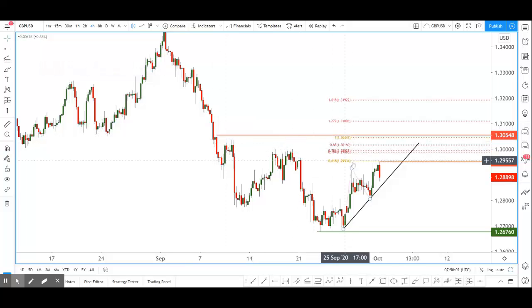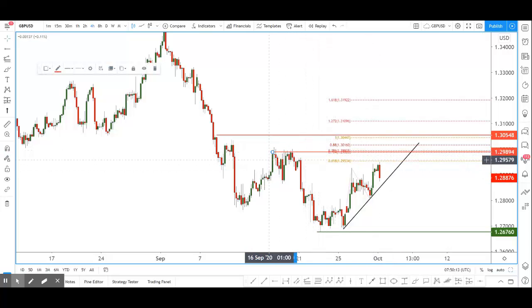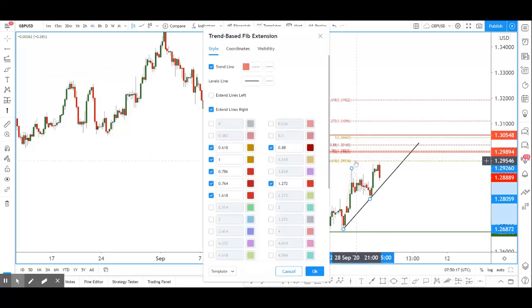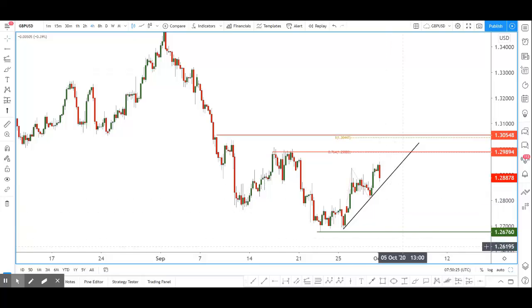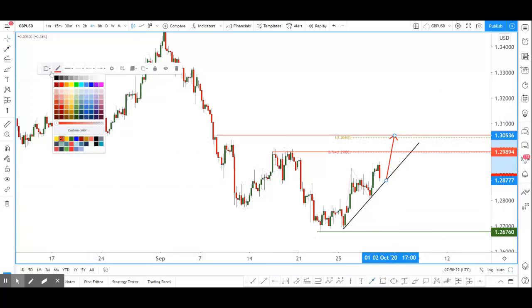Now the 61.8, I will not really use, because looking to the left, price is chopping around this zone. My first target will be somewhere around here, the previous swing high. So I'm going to highlight the ratio, sorry, the 76.4. So these are our 2 targets, and we're definitely playing a bullish bounce from the ascending trend line support.